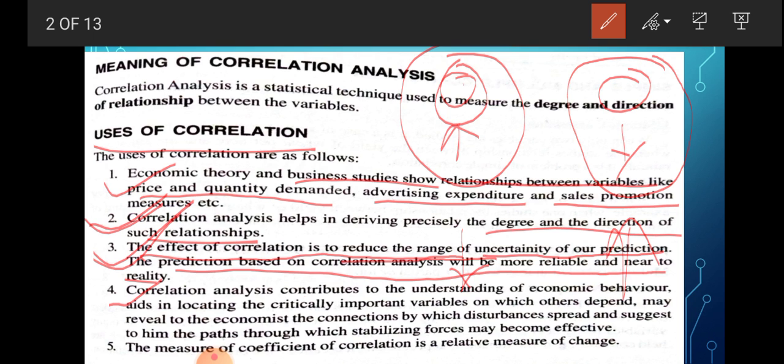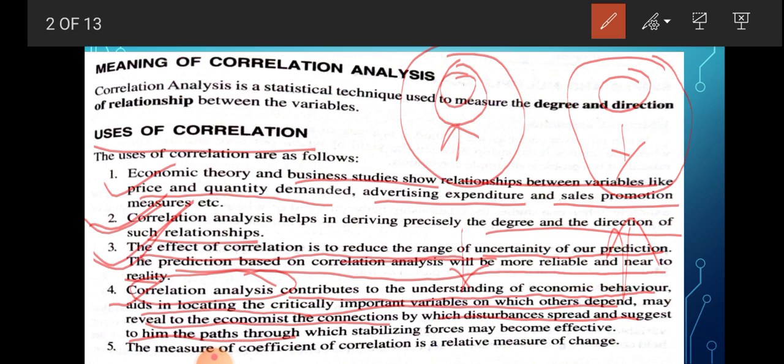Correlation analysis contributes to the understanding of economic behavior, aids in locating the critically important variables on which others depend, may reveal to the economist the connections by which disturbances spread, and suggest to him the paths through which stabilizing forces may become effective. Overall, we can say that correlation analysis contributes to the understanding of economic behavior.